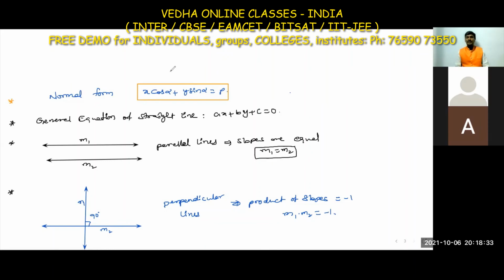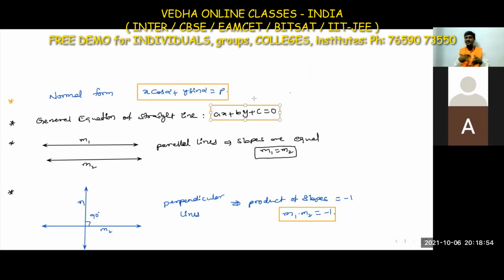Yes, sir. Okay, so just repeat the formula once again. m1 m2 is equal to -1. Repeat once again. m1 m2 is equal to -1. Okay, if the two lines are perpendicular, what is the formula? m1 m2 is equal to -1.